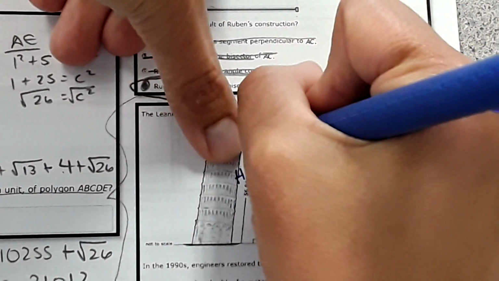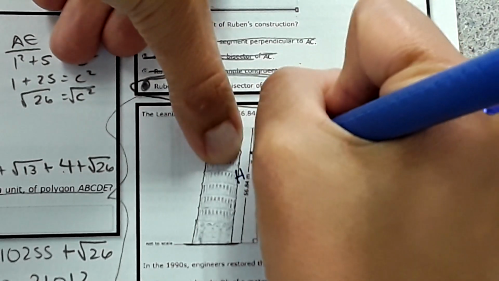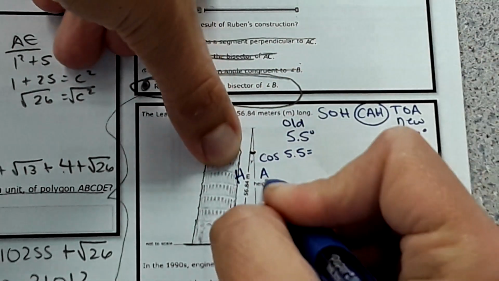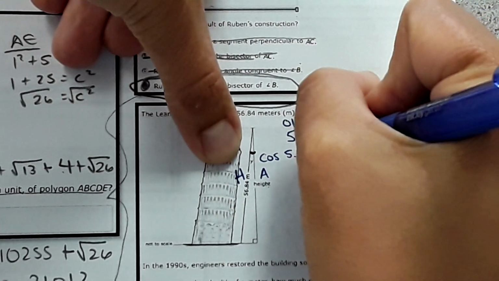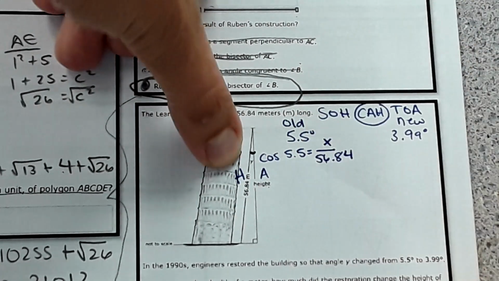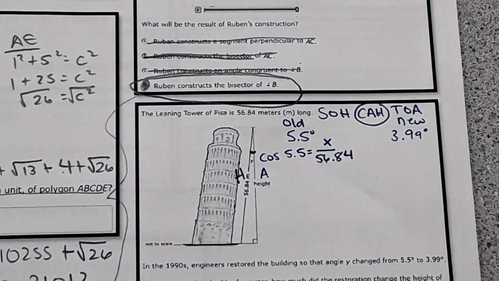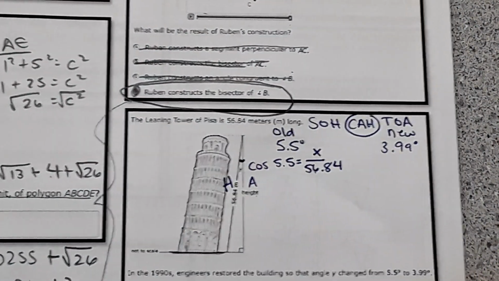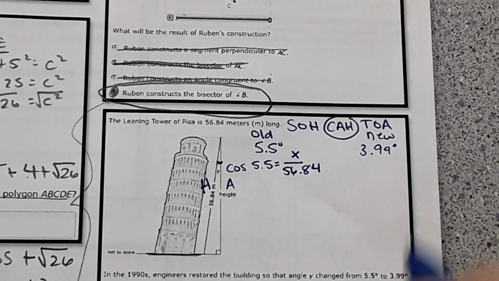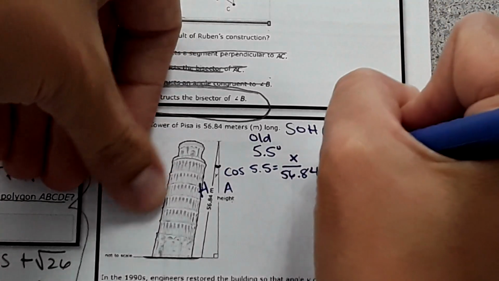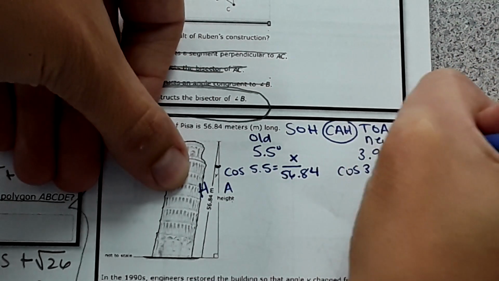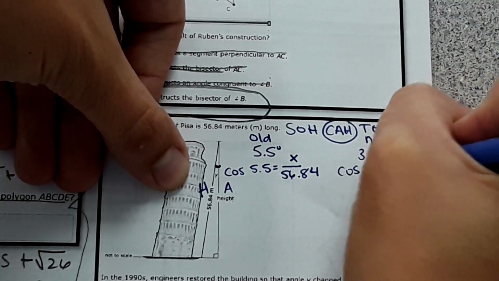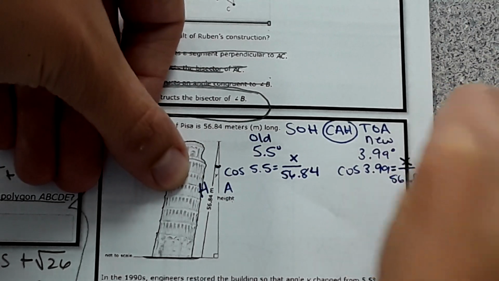So to set it up, we're going to say cosine of 5.5 equals adjacent over hypotenuse. So it's going to be x over 56.84. That's the setup. Then for this one over here, same setup, still using cosine. Cosine 3.99 equals x over 56.84.